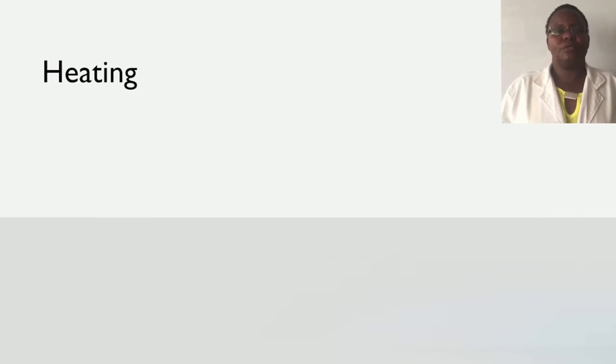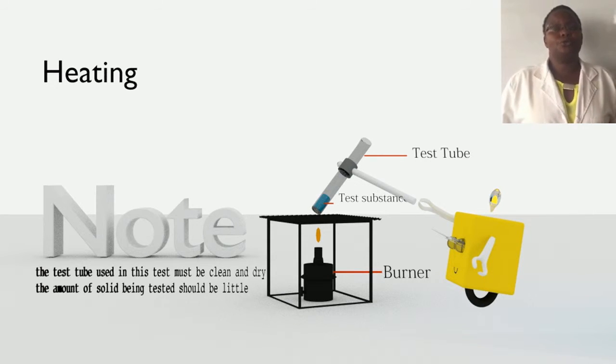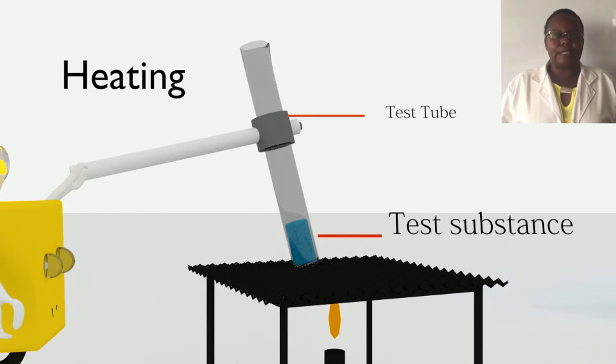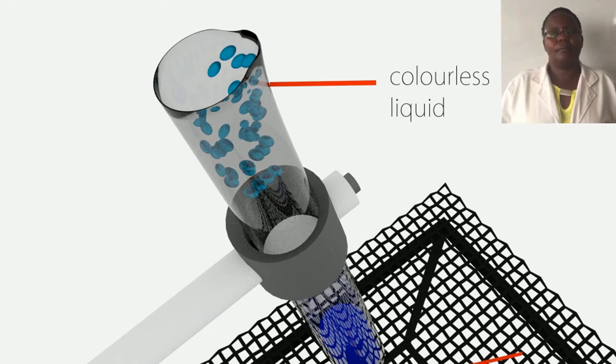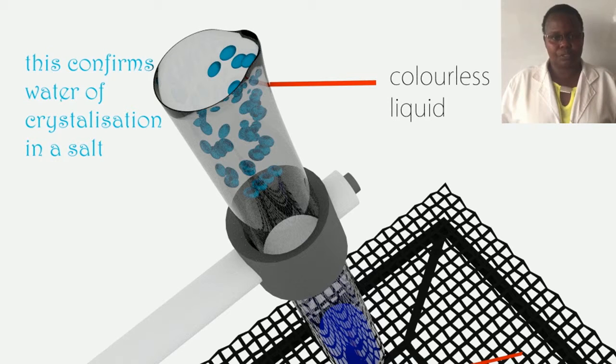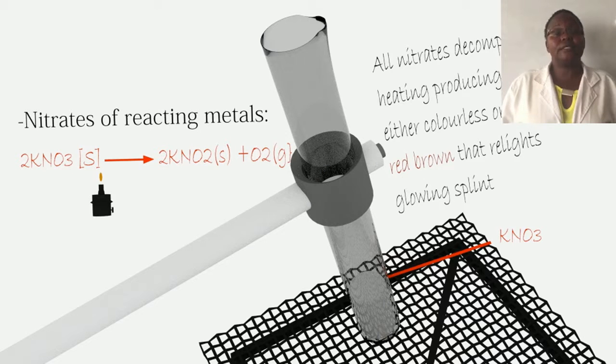During heating, mostly, we take it as a preliminary test on inorganic substances, with which we are able to identify the ions that are present, but not conclusively. For example, we have hydrated salts like copper 2 sulfate. If you heat them, they give you a colorless liquid on the cooler parts of the tube that shows water of crystallization is present. Potassium nitrate will not give you a colorless liquid on the cooler parts of the tube, but when heated a colorless gas is produced.